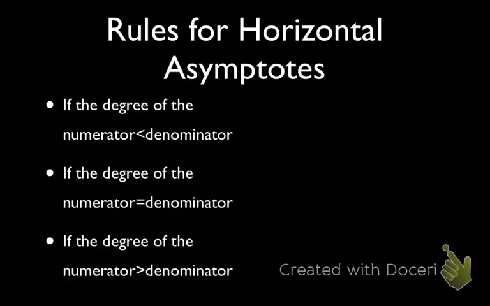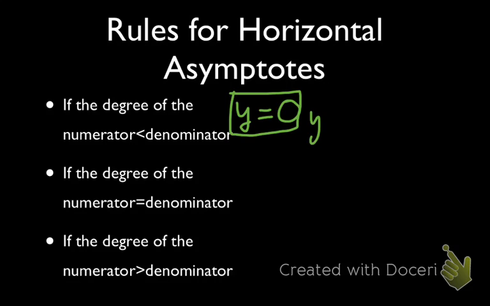If the degree of the numerator is less than the denominator, the horizontal asymptote is at y equals 0. No matter what the coefficients are, I don't care. If the degree of the numerator is less than the denominator, then the asymptote is at y equals 0.